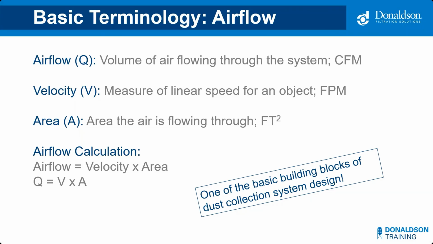This formula is one of the basic building blocks of dust collection system design. We start at the pickup point and calculate using this formula to get to the needed airflow of each pickup. This will then give us the total CFM needed for the system. This formula also is used when calculating the needed velocity through the ductwork. Through the design of the system we refer to Q equals V times A over and over.